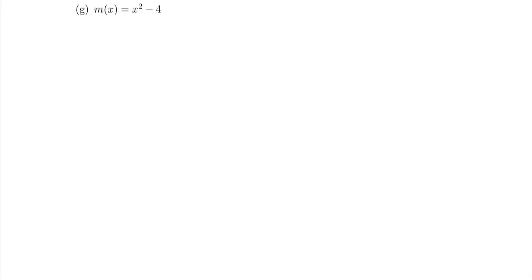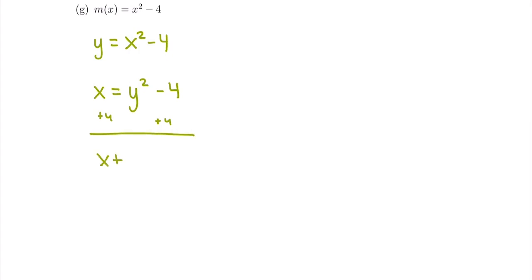Let's find the inverse of m of x, which is x squared minus 4. If we're on autopilot with inverses, we're thinking, let's call it y equals, and let's switch our x's and y's. So x equals y squared minus 4, and we are going to add 4 to both sides. So we have x plus 4 equals y squared.